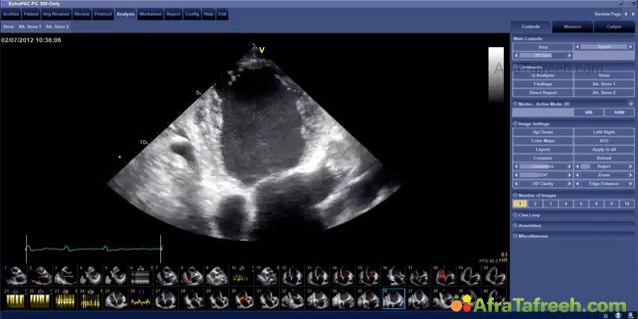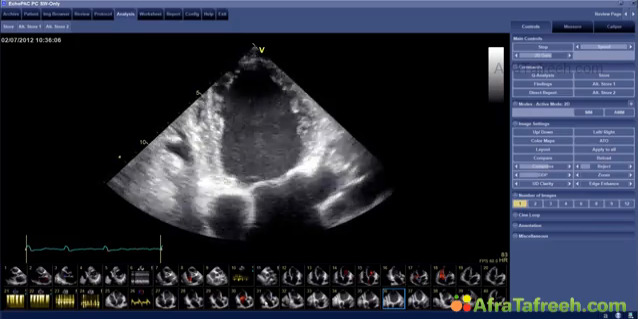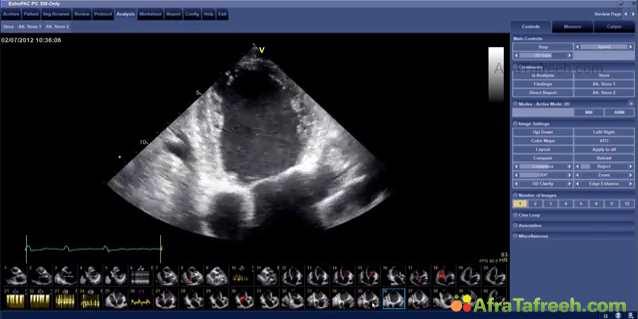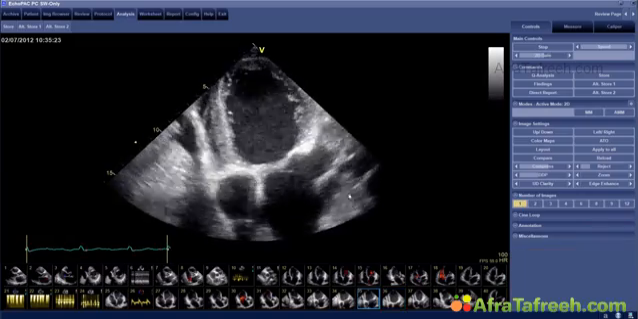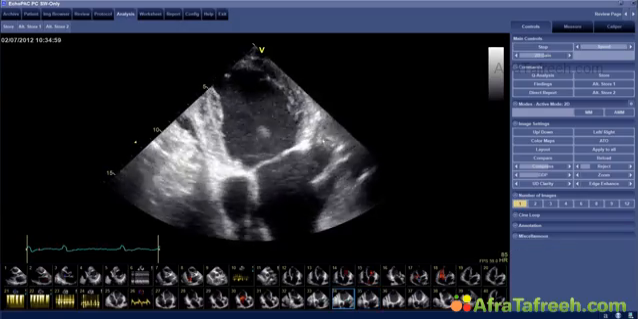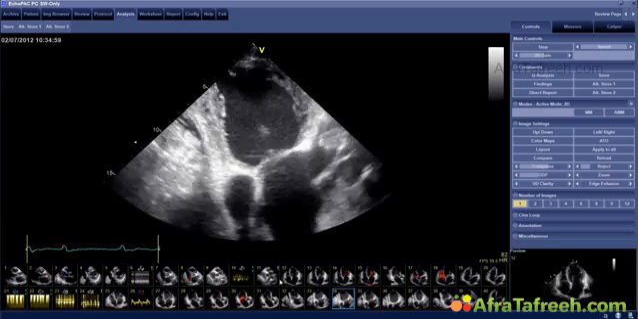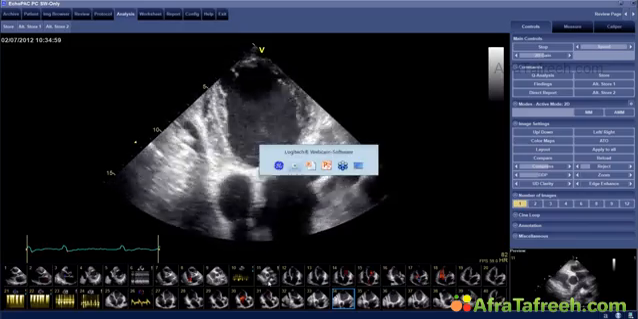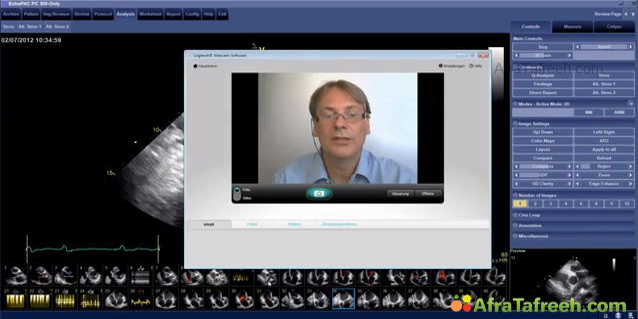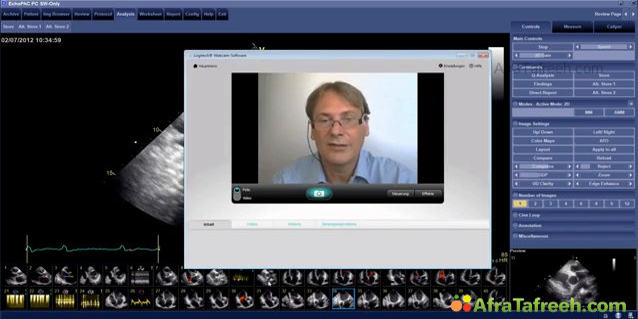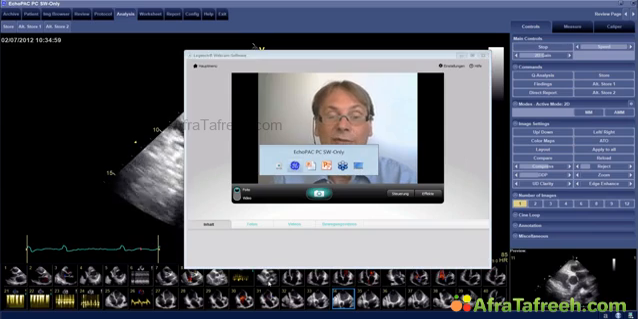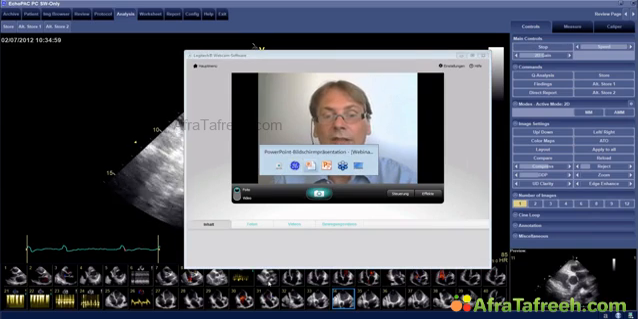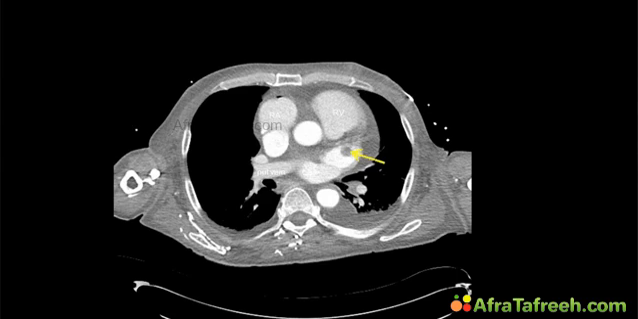So this is a thrombus, and we could see it in more than one view. Let me go back again. You see it right here as well, and you see it here too. So we saw it on several different views, but to really confirm if it was a thrombus or not, you would obviously either perform a transesophageal study, or as we did, use a CT scan.